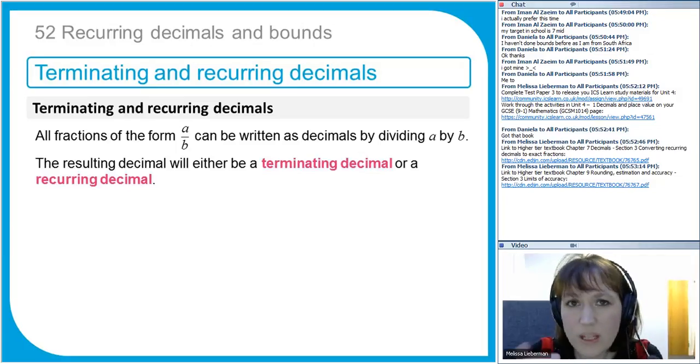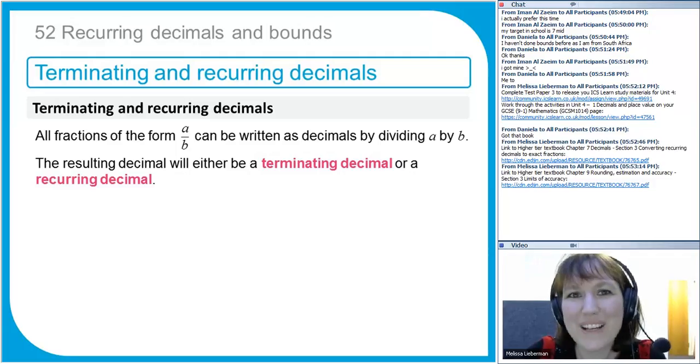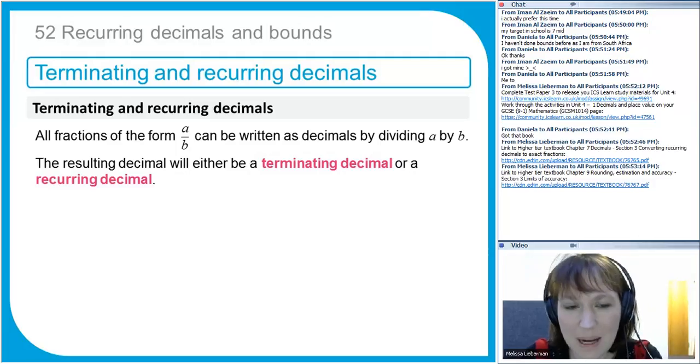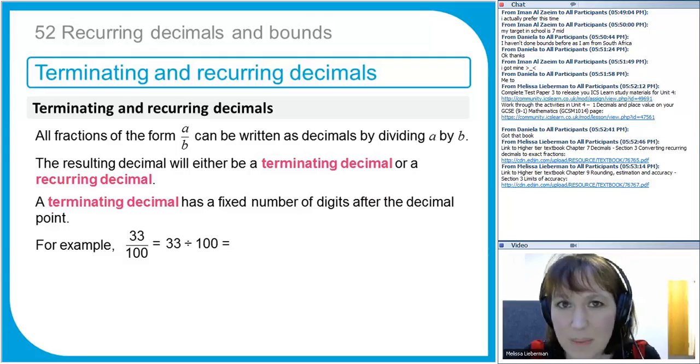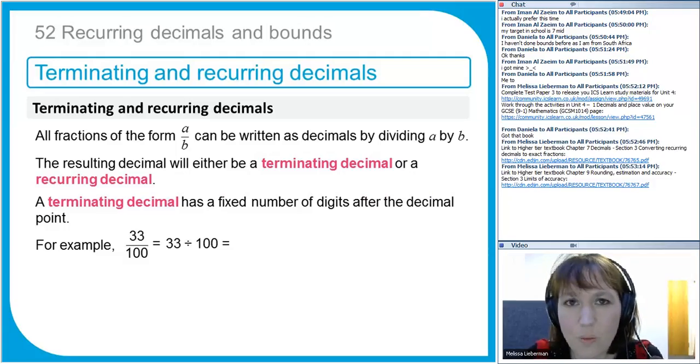Now, when we divide one number by another, there's only two things that are going to happen. Either we will get a terminating decimal, and there's a lot of definitions and talking here, but once we're over with this, we'll do some questions. So you're either going to get a terminating decimal, which has a fixed number of digits after the decimal point, or you're going to get a recurring decimal, which has a repeating pattern in it. And these are both rational numbers, they're not irrational. That will always happen when you convert a fraction to a decimal. So for a terminating decimal, for example, supposing you had the fraction 33 over 100. 33 divided by 100, you can probably do that mentally. So what would that be as a decimal?